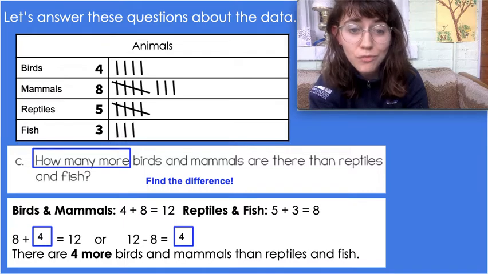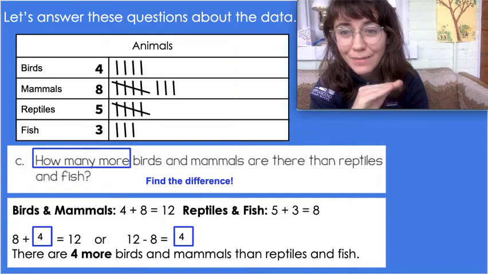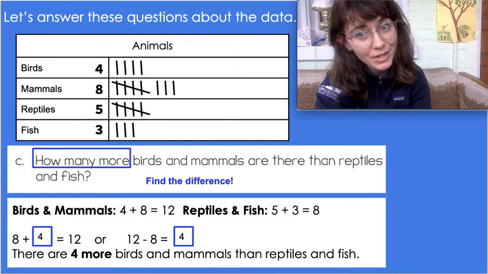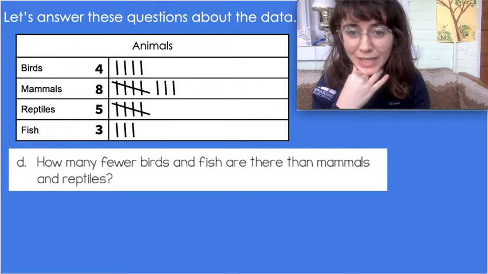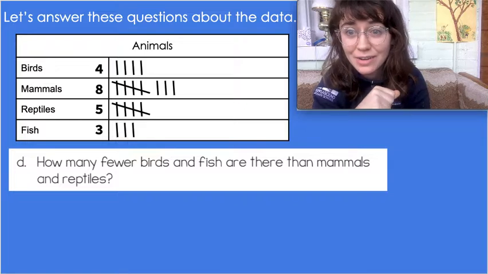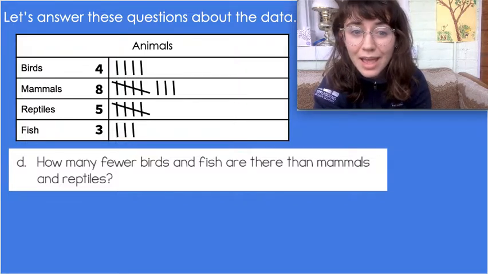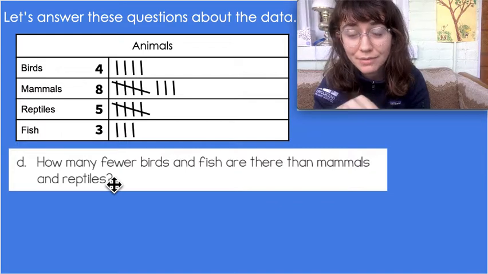So I could say there are 4 more birds and mammals than reptiles and fish. Let's try another question, and I want to see if you can do this one a little more on your own. How many fewer birds and fish, so that's a group, are there than mammals and reptiles? How many fewer is the same kind of question as how many more. It just wants to find that difference.